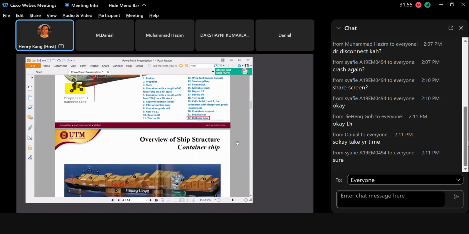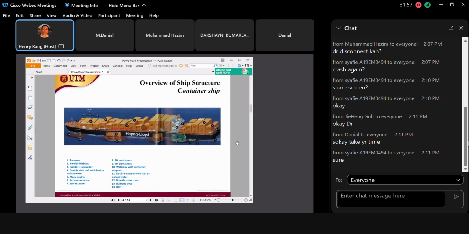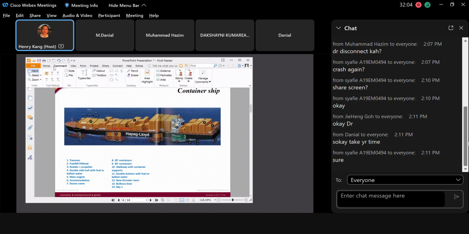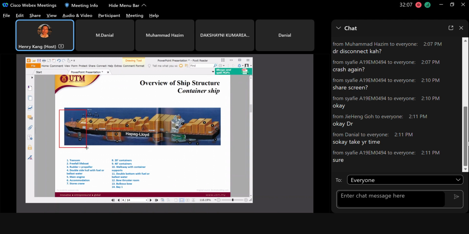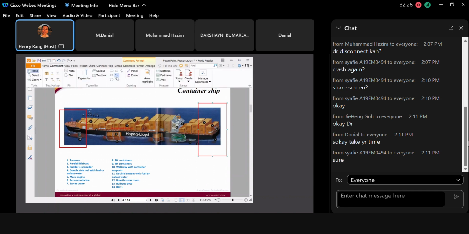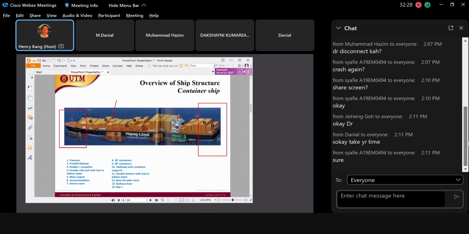The next one is also another container ship. So now you can quickly see, where is the fore part? What is the front? The fore part is here. And then the aft part is the behind, and the middle one is the midship section. As you can see, they have installed lots of containers in the ships.